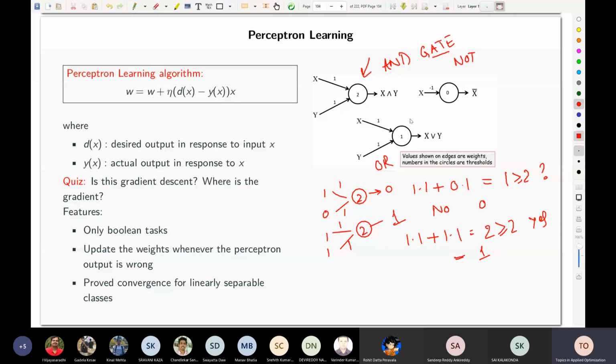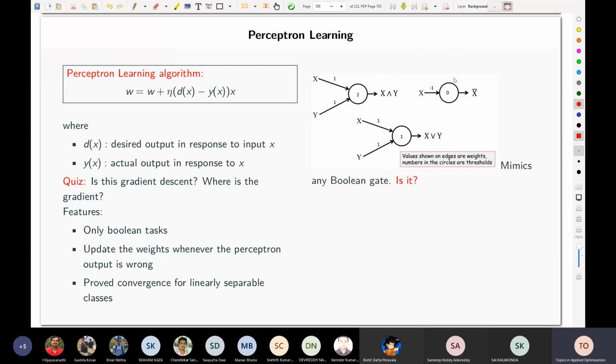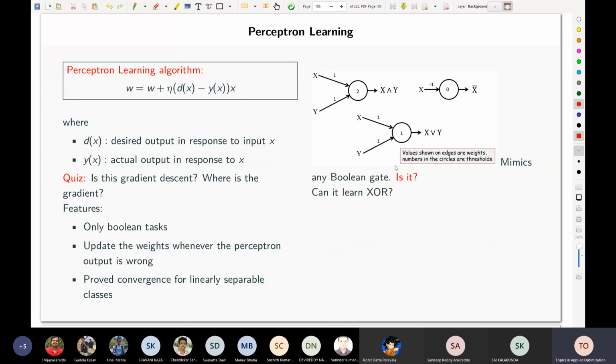So this is how you can also verify the other cases. With this threshold, it will act like an OR, it will act like an AND, it will act like a NOT. You can verify this yourself. So this does work like a Boolean gate.